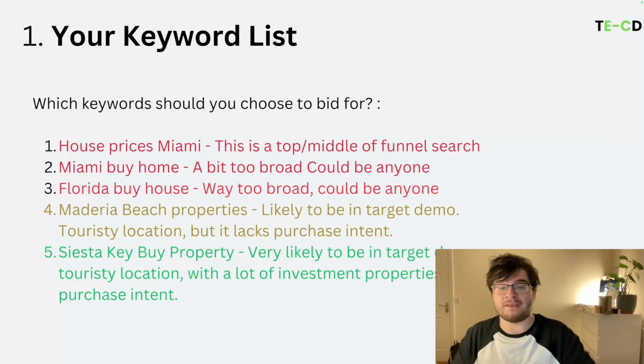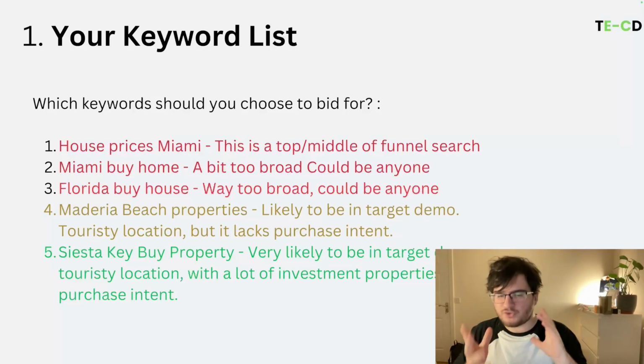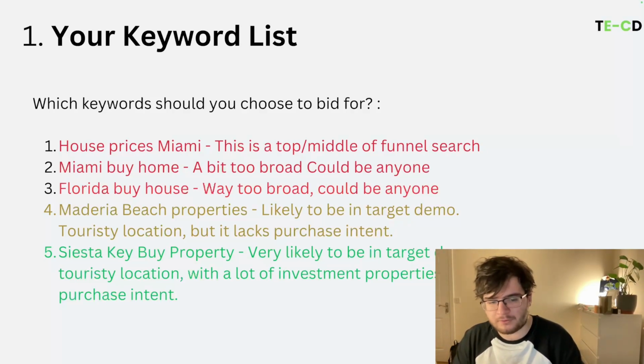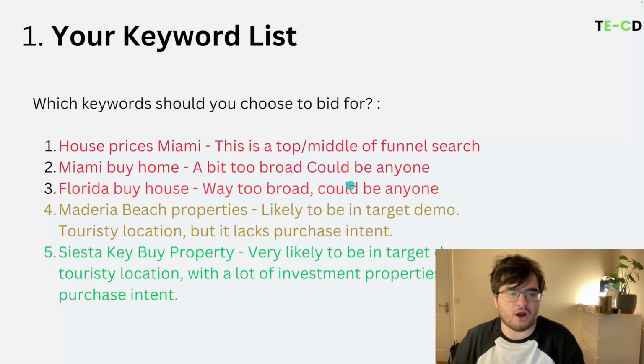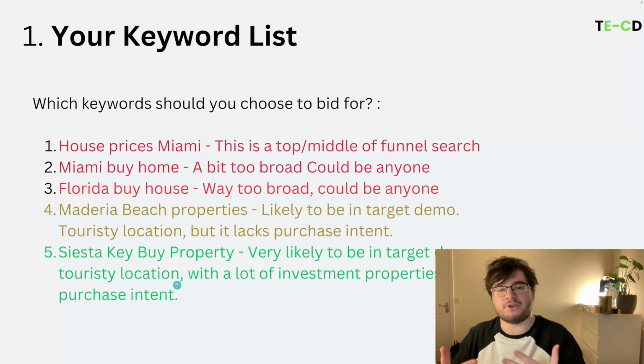Madeira Beach properties is a bit better. It's likely to be in the target demographic. It's a touristy location, but it lacks purchase intent, so we don't really know the purpose here. And then we have the perfect keyword, which is Siesta Key buy property. It's very likely to be in the target demographic. It's a touristy location with a lot of investment properties, and it has purchase intent. So this is our perfect keyword. But if I were building my own keyword list, I'd probably include Madeira Beach buy properties as well.